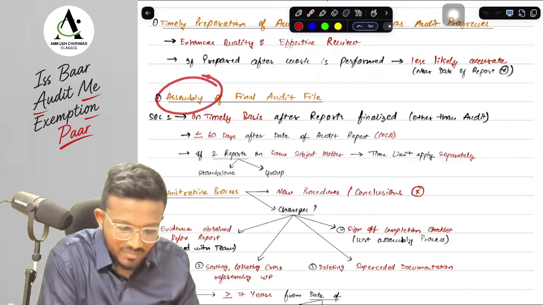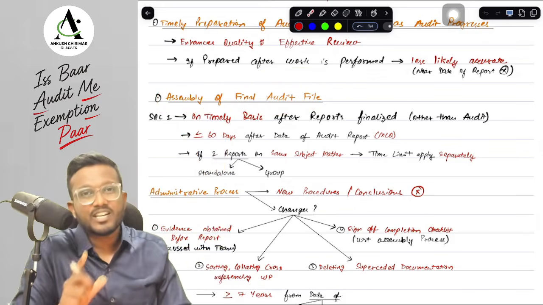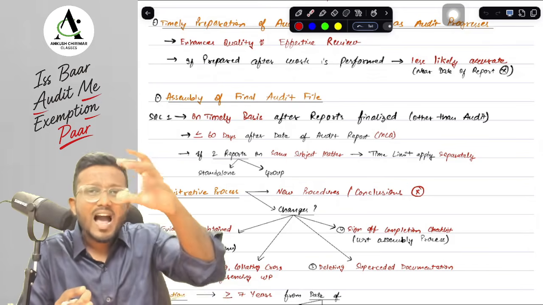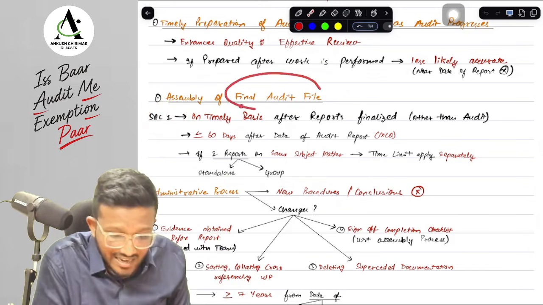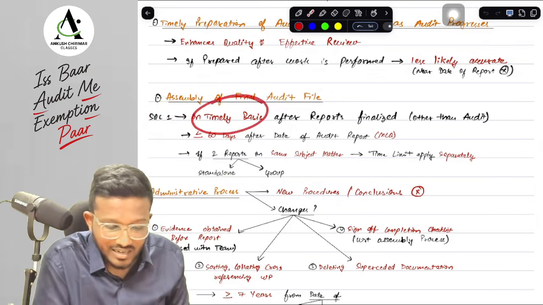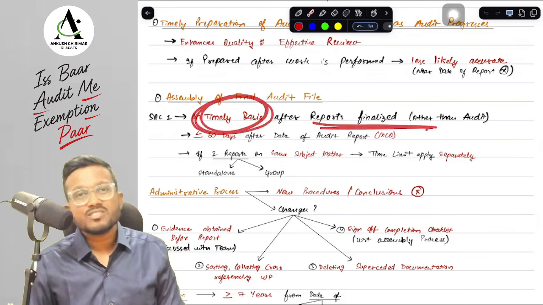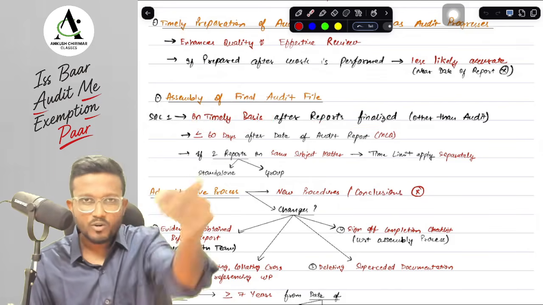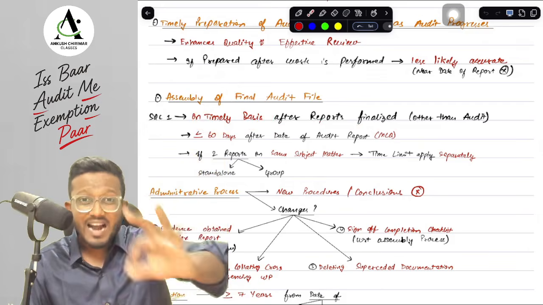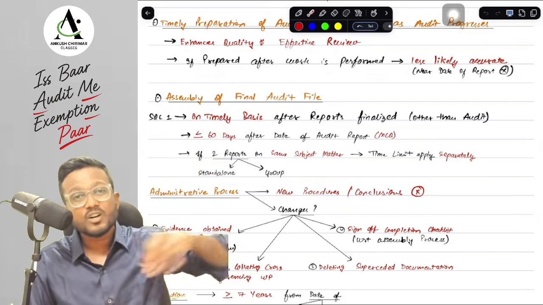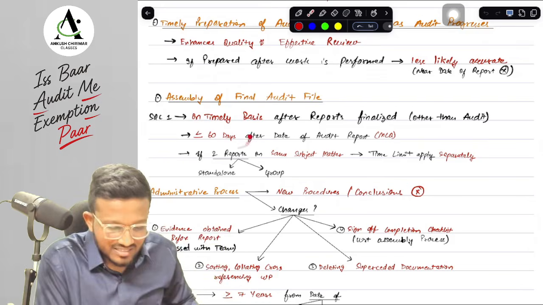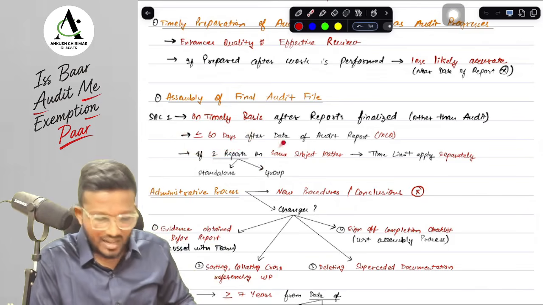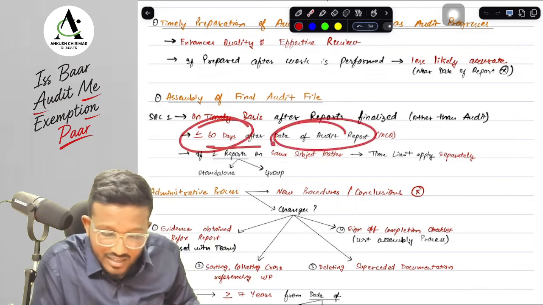This is called assembly of the final audit file, and this is an administrative process, which means we do not have to apply our brains to it. Now SQC1 says that the assembly of the final audit file should be done on a timely basis after the report is finalized. After we have issued the report, we need to prepare a final audit file on a timely basis. What is a timely basis, sir? That is not given here, but specifically for an audit engagement, 60 days is given, up to 60 days after the date of the audit report.